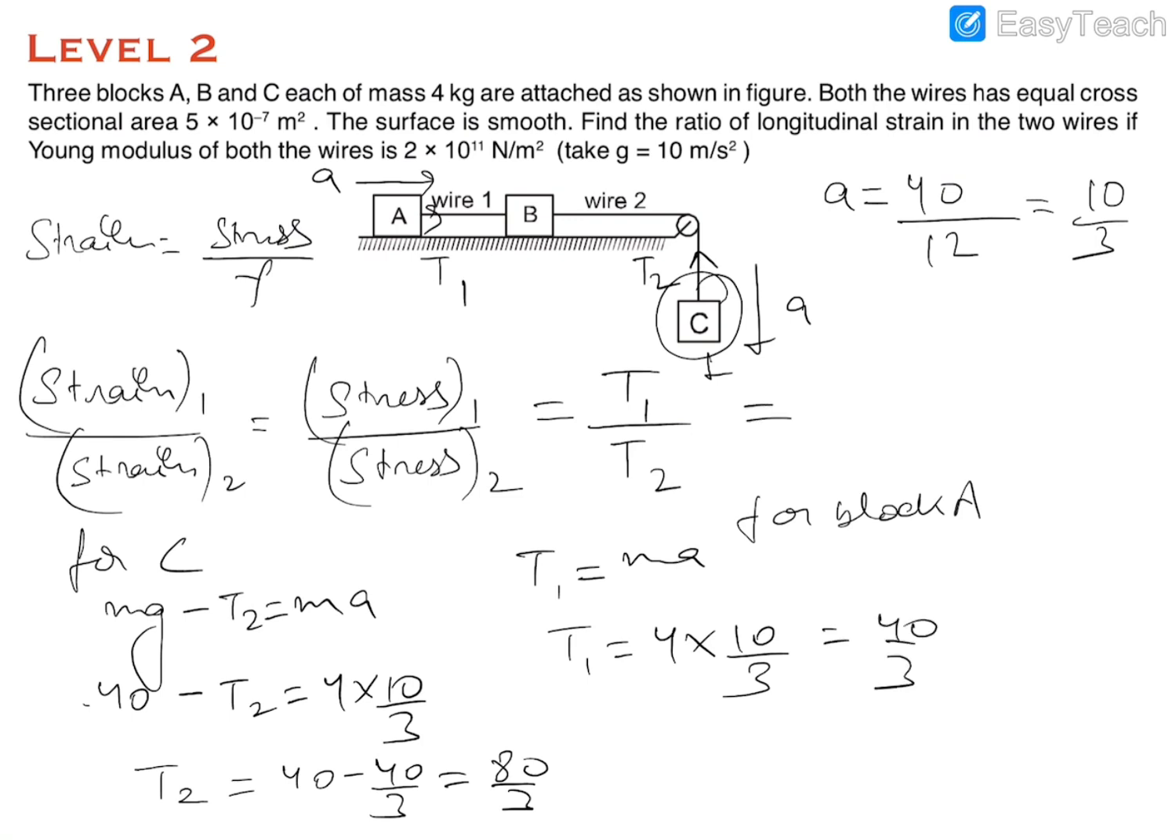Now we have to find out the ratio of T1 and T2. So T1 and T2 will be 40 by 80, so it is equal to 1 by 2. So the ratio of the longitudinal strains developed in these two wires is 1 by 2. Thank you. Now we move on to the next question.